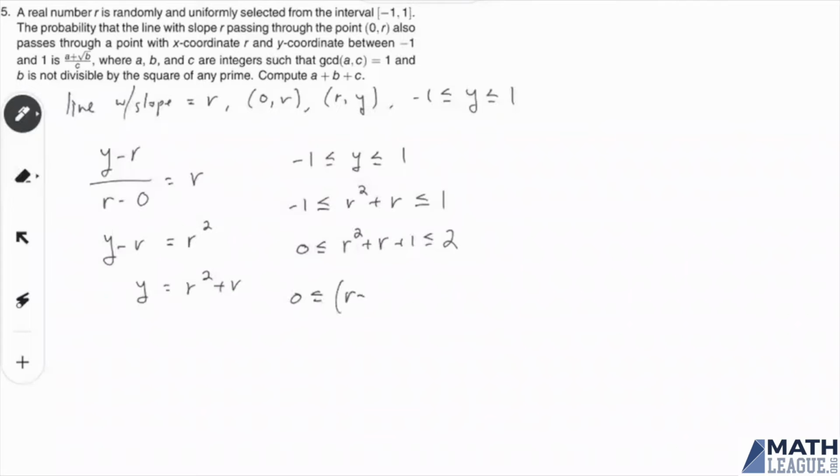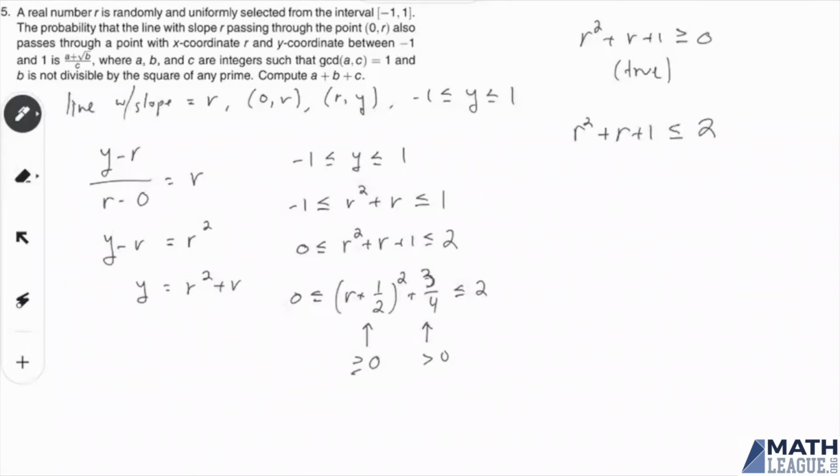Now, if we complete the square on this quadratic, we see that this square term is always greater than or equal to 0, and 3/4 is already greater than 0. So r squared plus r plus 1 is already greater than or equal to 0. This is always true for r between -1 and 1. So we just need to focus on the right-hand inequality: r squared plus r plus 1 is less than or equal to 2. We see that r squared plus r minus 1 is less than or equal to 0.